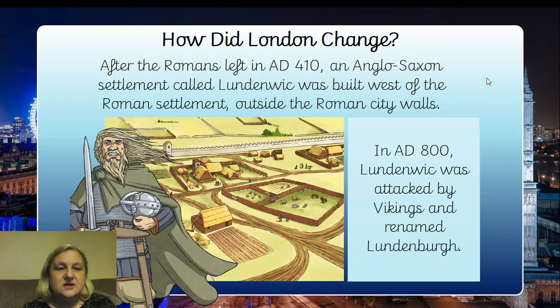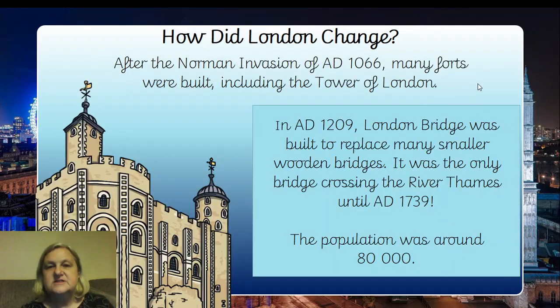Okay, so in AD 800, roughly 750 years after the Romans arrived in Britain, Lundenwic was attacked by the Vikings. This is another group of invaders that came from Scandinavia, so that's Norway, Sweden, Denmark, and they attacked in various different places and at various times. They attacked the north coast of Britain as well, and into Scotland, and they renamed it Lundenburg. So you can see where the idea of this London word came from.